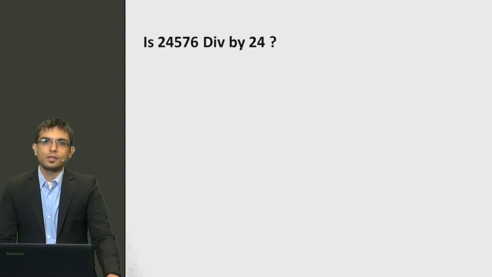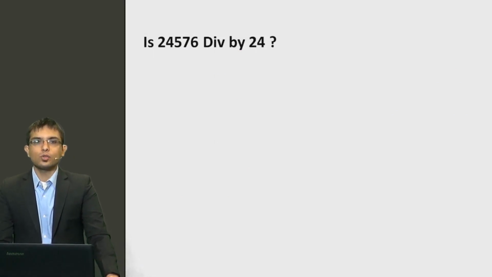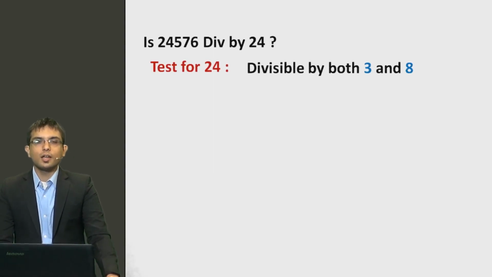The first question is: is 24,576 divisible by 24? See, here you need to check 24. और हमें पता है कि 24 का डायरेक्ट रूल तो नहीं पता. So that's why we need to check, is the number divisible by both 3 and 8? Let's check. For 3, the sum of digits should be divisible by 3. इस नंबर के अगर आप sum of digit करोगे तो 2 plus 4 plus 5 plus 7 plus 6, which is 24, is divisible by 3.